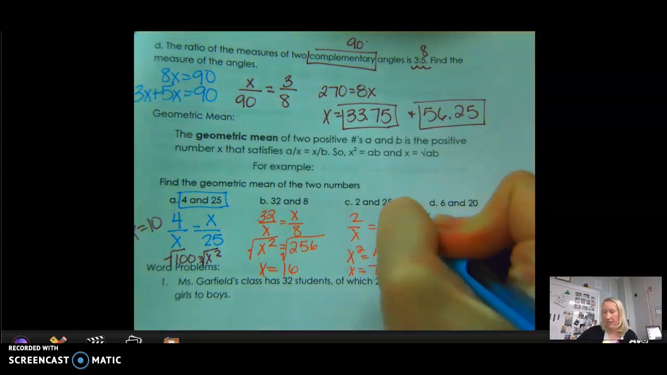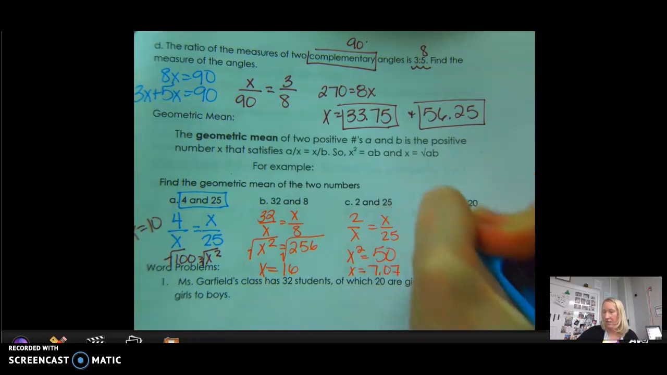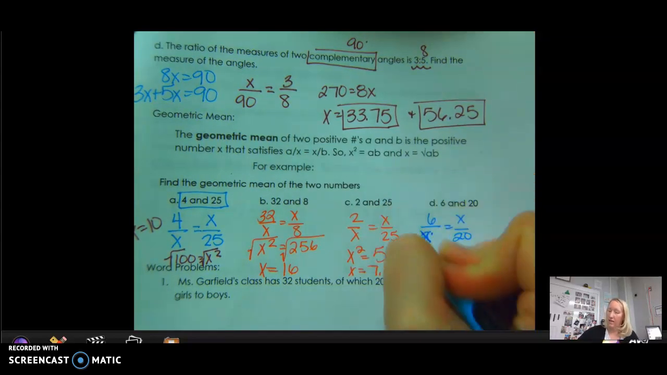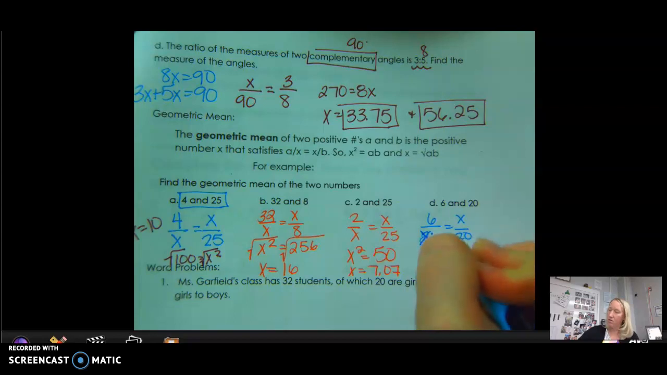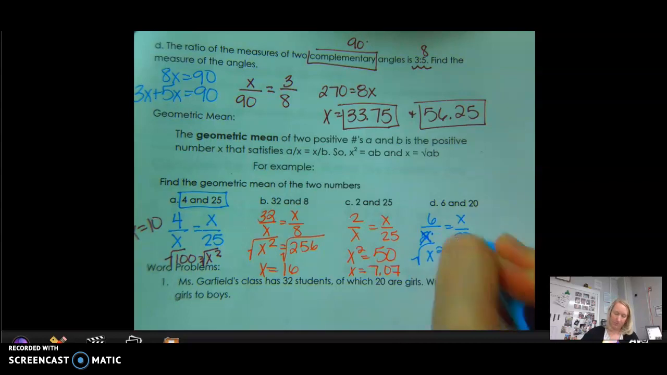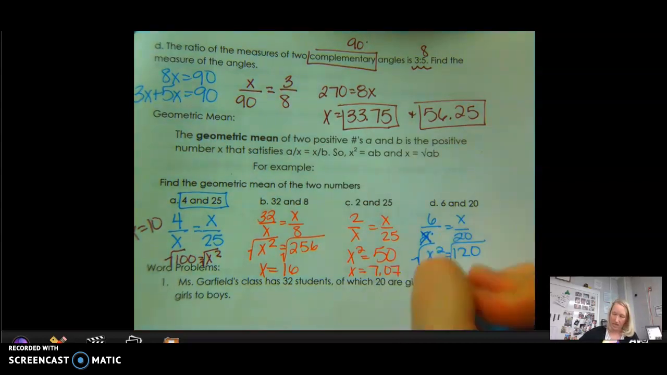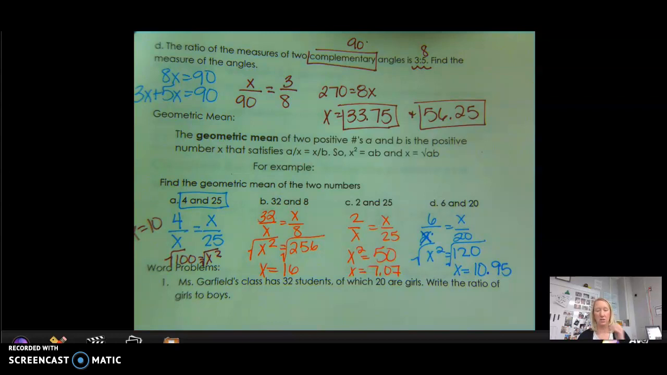So 6 over x equals x over 20 on this one. Cross multiply. X squared equals 120. So square root. And I get x equals 10.95 if I'm going 2 decimal places. If I was just going to the nearest tenth, this 5 would make that go up, so this would actually be 11 would be your answer.